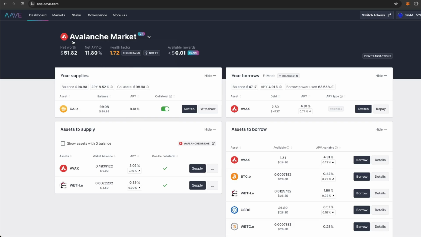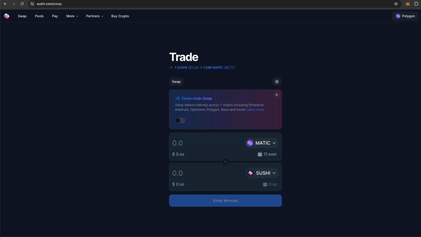Because how was I able to discover Avalanche Market and locate the opportunity, which is now currently yielding 8.18%? And how was I able to locate this Sushi Swap? So in this lesson, I want to show you how you can discover other protocols like this and not only be able to discover them, but be able to gauge, is this a good opportunity? Is this something that you should actually use?